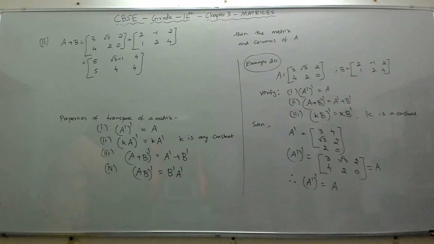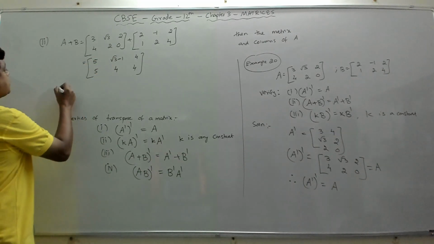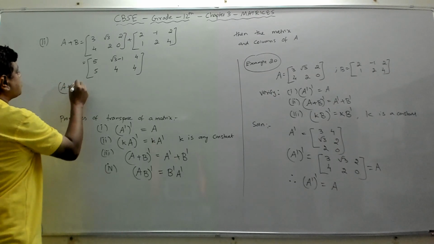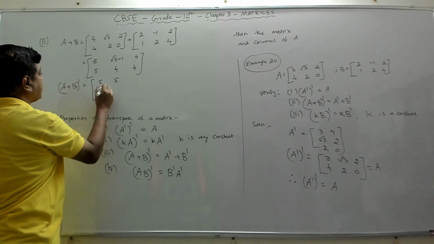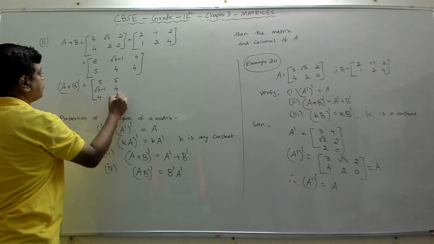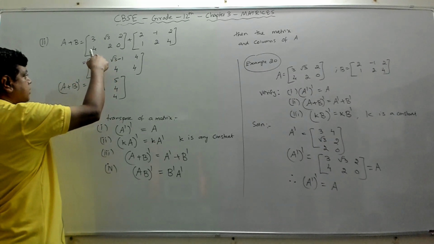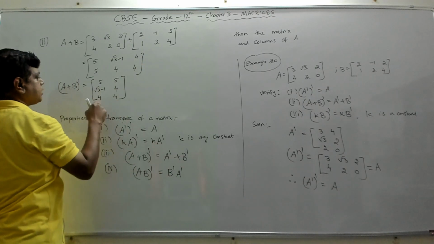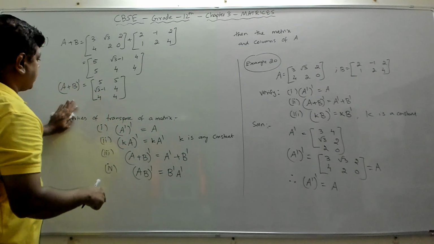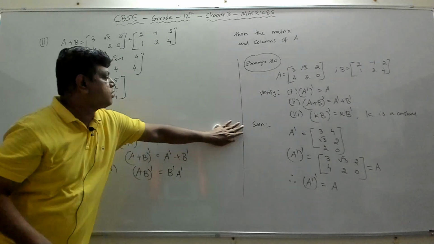Now we should find the transpose of this matrix. We write the rows in terms of columns. So my (A plus B) whole transpose matrix will become 5, 5, then root 3 minus 1, 4, then 4, 4. I have written the first column as the first row, second column as second row, third column as third row. So this is your (A plus B) whole transpose. So we have got the LHS. Now let's find the RHS.